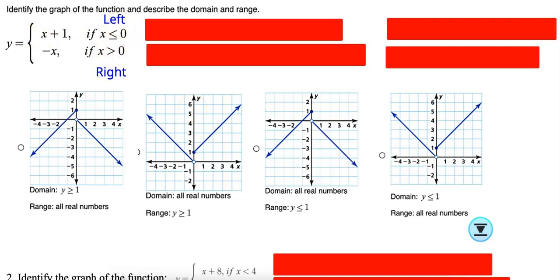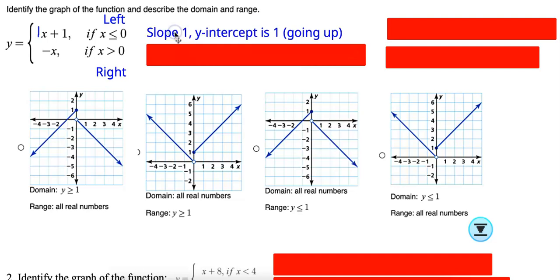This first function, you've got x plus 1. We know we can put an imaginary 1 here. So my slope is 1 and my y-intercept is 1, which means my line is increasing and going up. So if you want to jot that down, I've got a slope of 1, a y-intercept of 1, and my line is going up. That's going to help me visualize it.